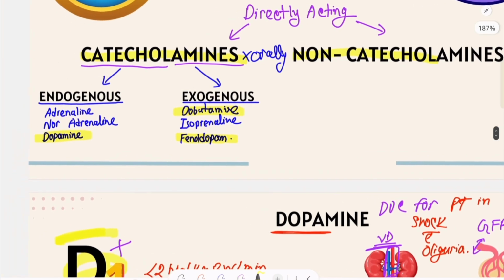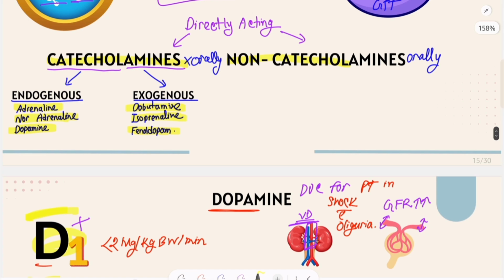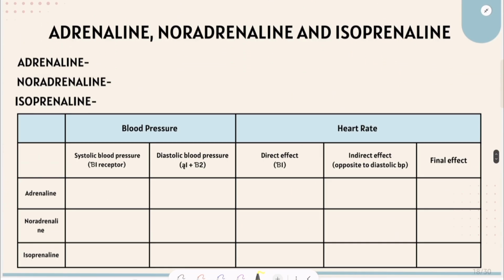We have discussed dopamine, dobutamine and fenoldopam. Now the three drugs which are left are adrenaline, noradrenaline and isoprenaline. We will cover all three drugs together. Adrenaline is also called epinephrine and noradrenaline is also called norepinephrine. For knowing about these drugs, again the most important thing to remember is on which receptor they work.